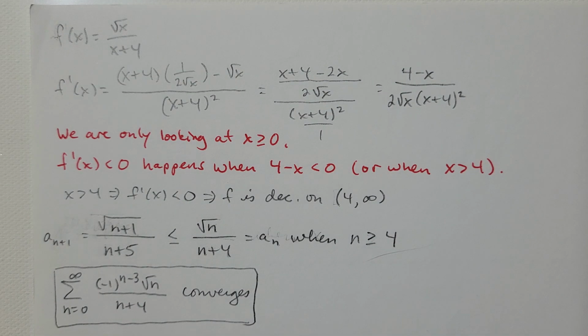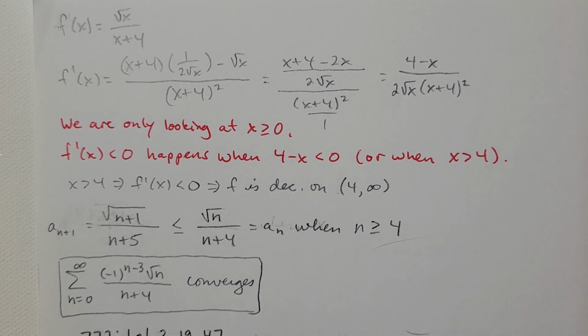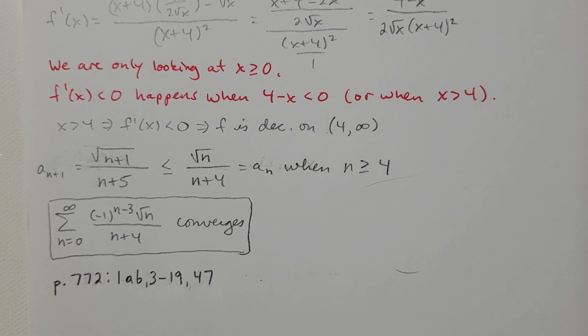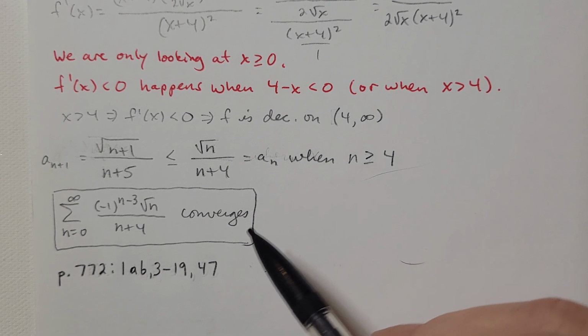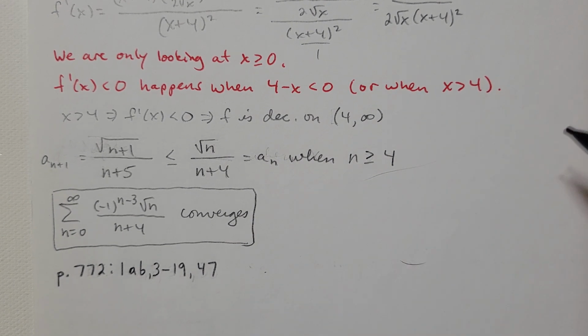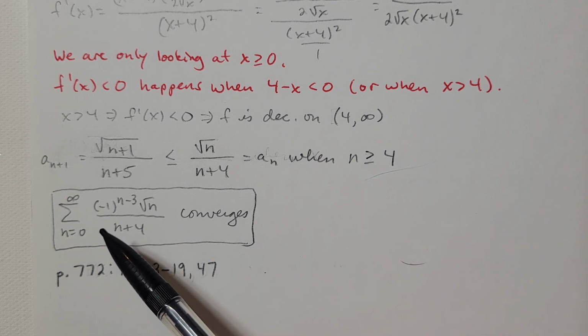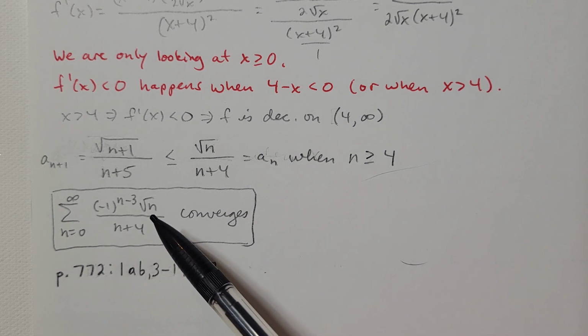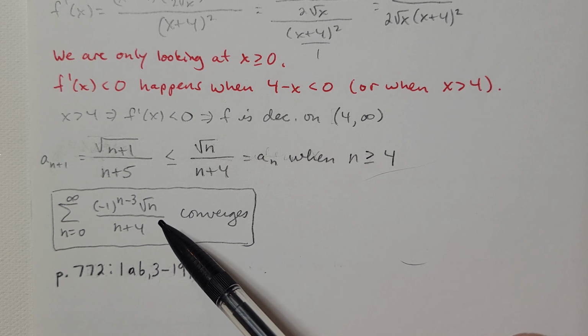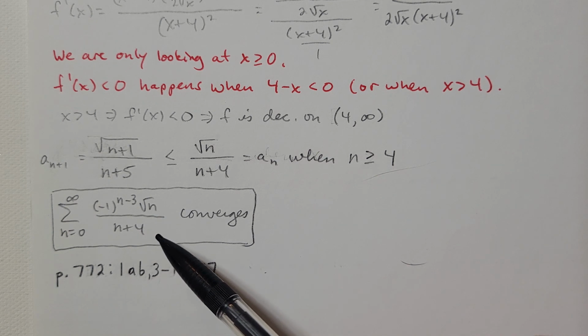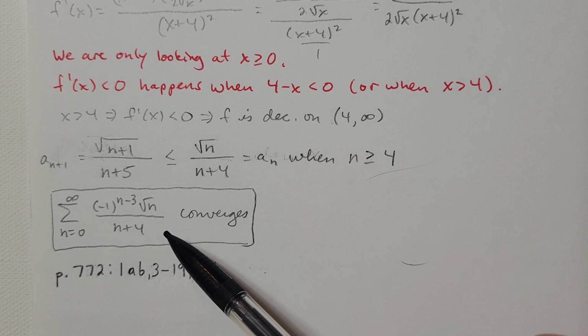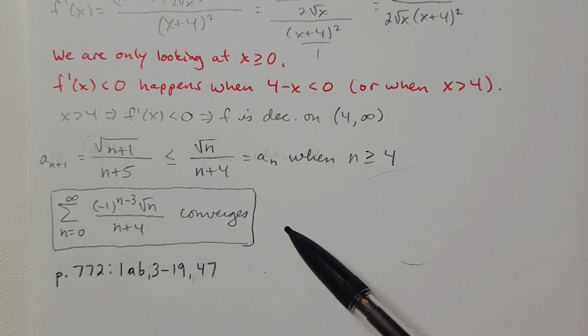Okay, so let's see, the two conditions are satisfied. Therefore, I've got a convergent series. The summation as n equals 0 to infinity of negative 1 to the n times the square root of n divided by n plus 4, that series converges by the alternating series test.